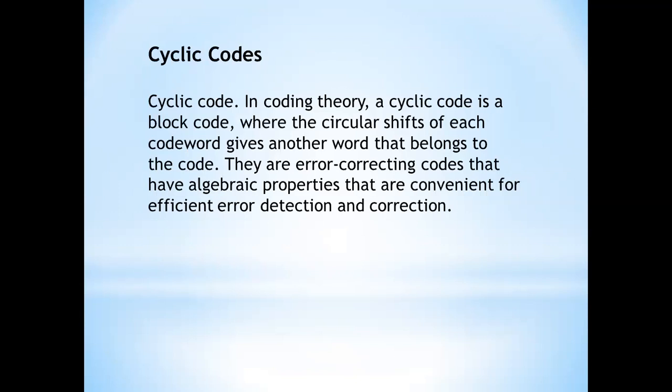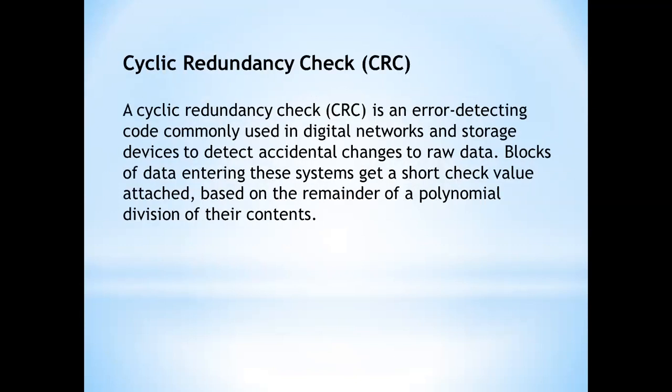This property states that cyclic codes are linear block codes. And the second property is the cyclic property. A code is said to be cyclic if the cyclic shift of any code word results in the formation of another code word. Next is cyclic redundancy check.